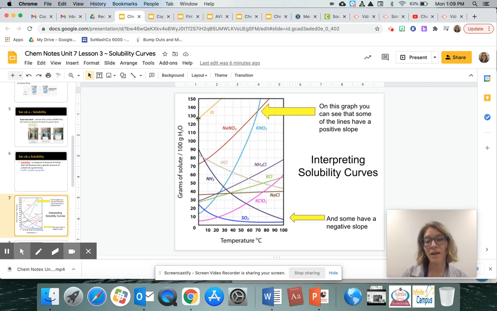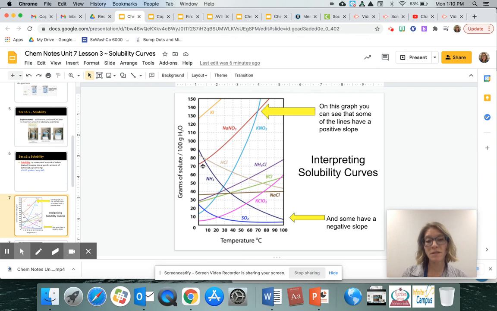So KI has a very different solubility than KClO3. So just recognizing that different substances have different solubilities. So you can dissolve way more potassium iodide into a solution of water than you could potassium chlorate.